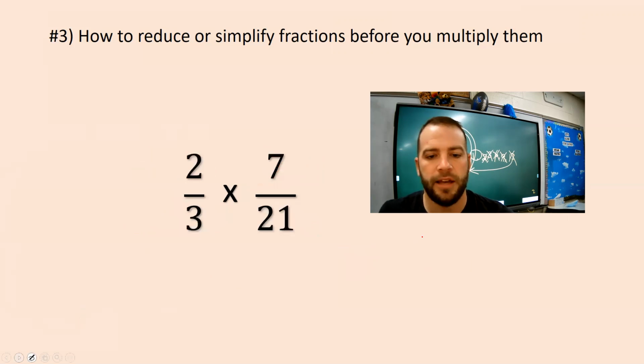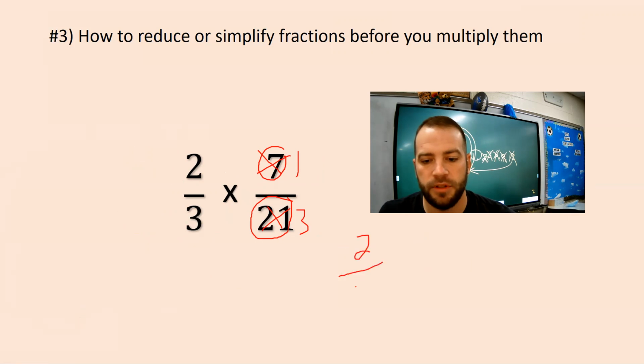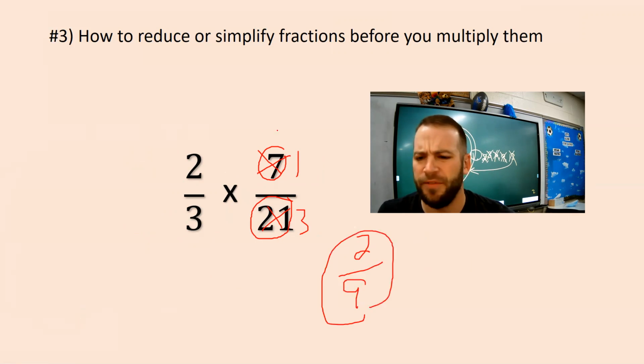And then what about here? Last one, for real this time. No, 2 and 3 can't get reduced. 7 and 21 can. So let's count by sevens. This would take 1. This would take 3. Now multiply across. 2 times 1 is 2. 3 times 3 is 9. That answer is 2/9.